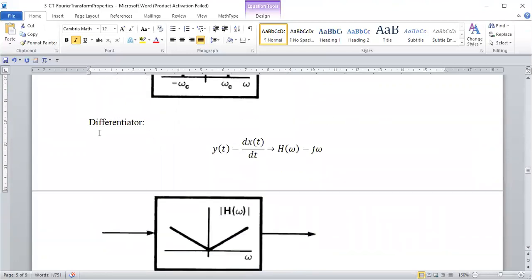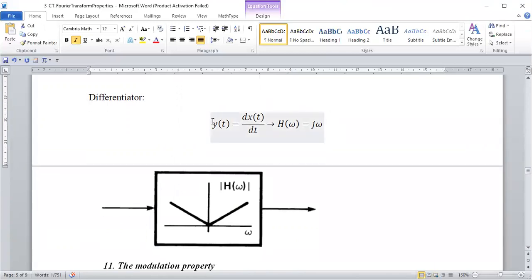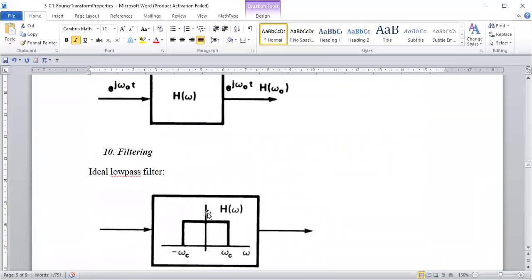The filtering property: you have the low pass filter and the high pass filter. For the differentiator, the Fourier transform of a differentiator is equal to j omega, and j omega effectively acts as a high pass filter, allowing high frequencies to pass through but attenuating the low frequencies, while this function acts as a low pass filter, allowing low frequencies to pass through while attenuating the high frequencies.